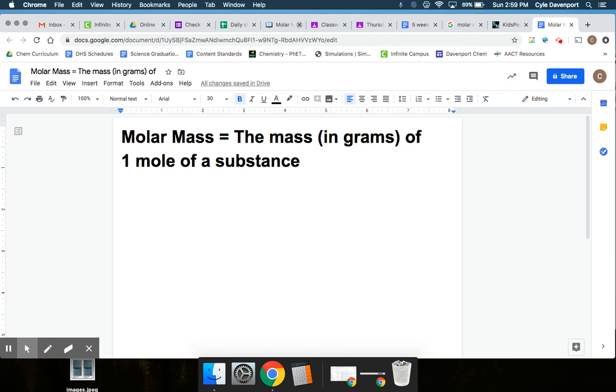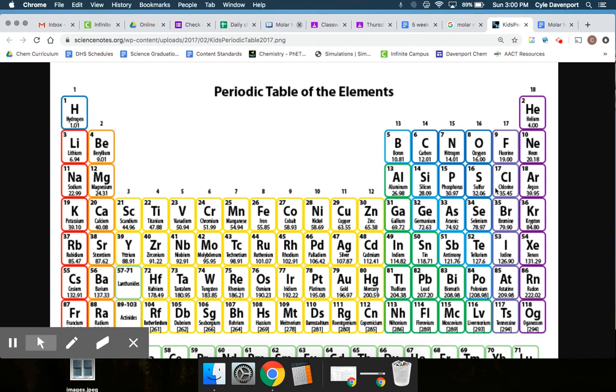Here's an example. Right now we're all breathing in O2, oxygen gas. What is the molar mass of O2? What's the mass in grams of 1 mole of oxygen gas? To do this, we don't really have to worry about Avogadro's number, 6.02 times 10 to the 23. We're not going to focus on that. Instead, we're going to look at a periodic table. Everything we need is right here on just a normal periodic table.